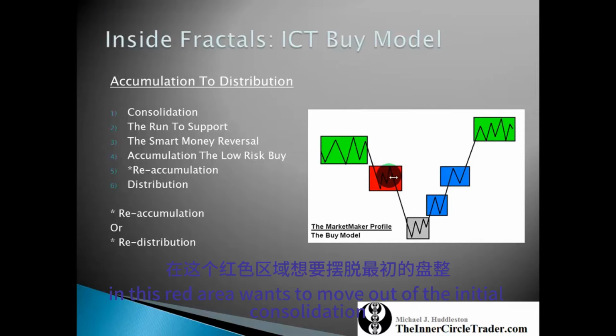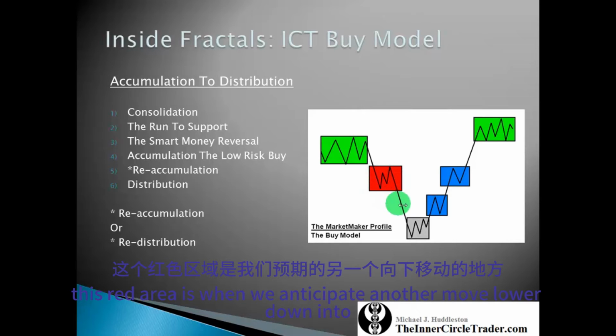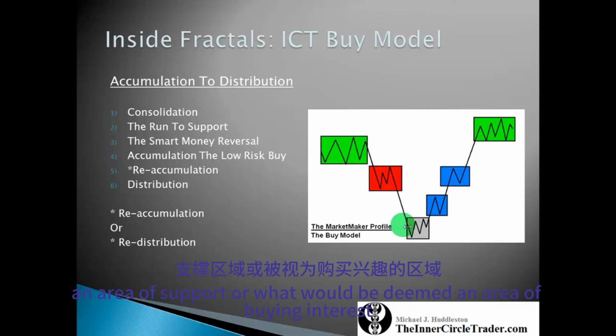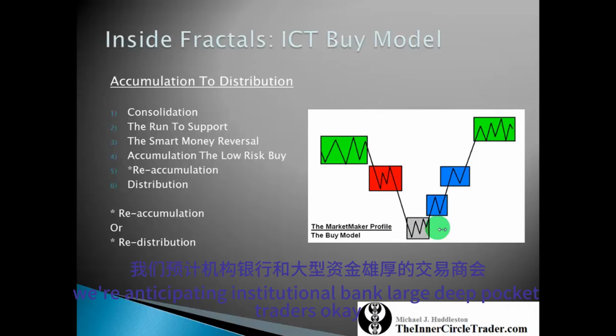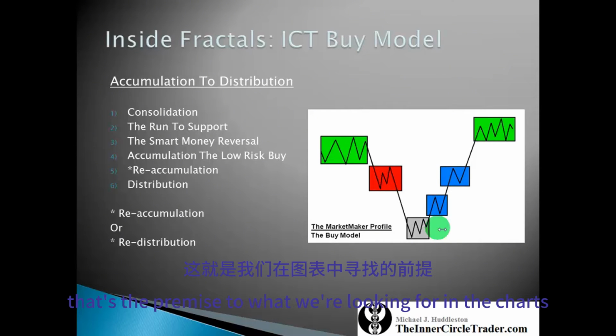In this red area, once the move out of the initial consolidation takes place, this red area is when we anticipate another move lower down into an area of support, or what would be deemed an area of buying interest. Now, again, we don't anticipate retail buyers. We're anticipating institutional, bank, large, deep pocket traders. Okay, that's the premise to what we're looking for in the charts.